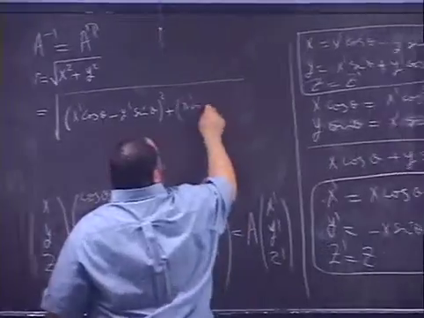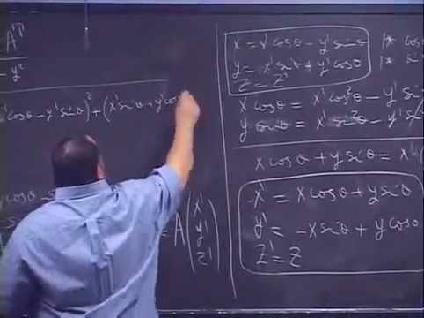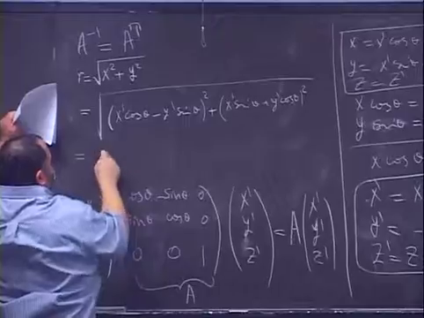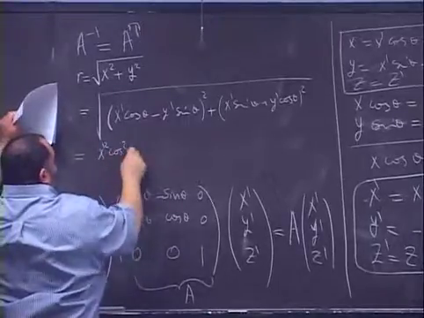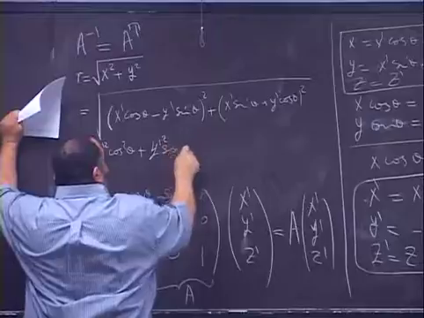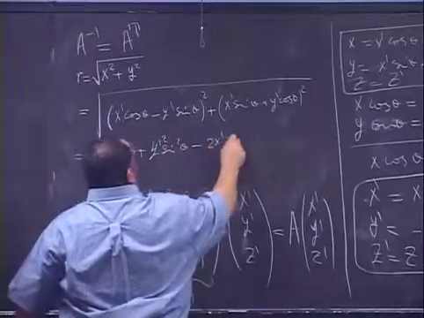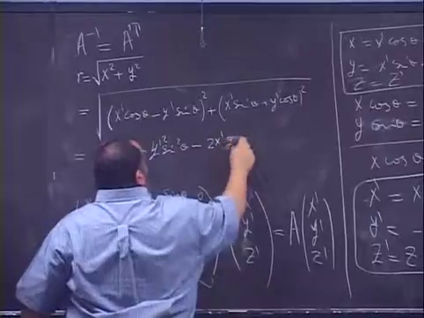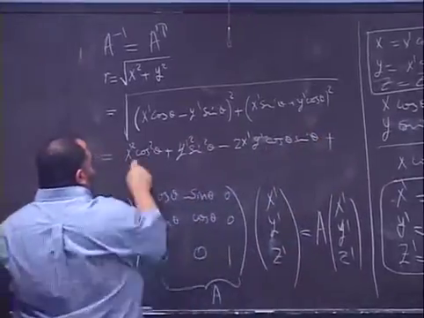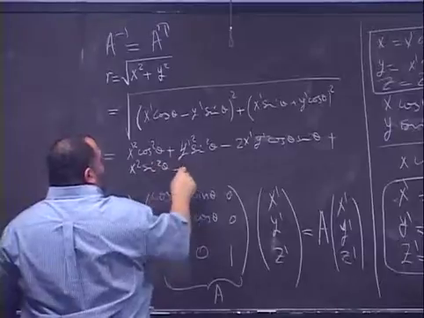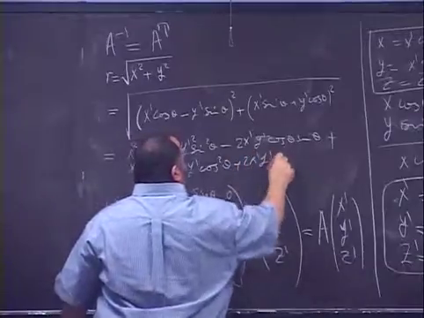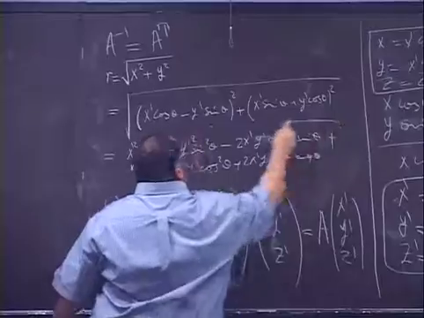It's (x' sin θ + y' cos θ) all squared. So what's this? When you decompose it, it's the first square, x'² cos²θ plus y'² sin²θ minus 2x'y' cos θ sin θ, plus what's this? It's x'² sin²θ plus y'² cos²θ plus 2x'y' sin θ cos θ, all under the square root.